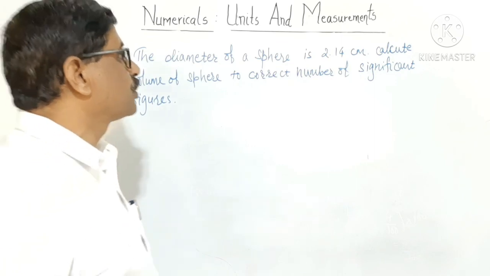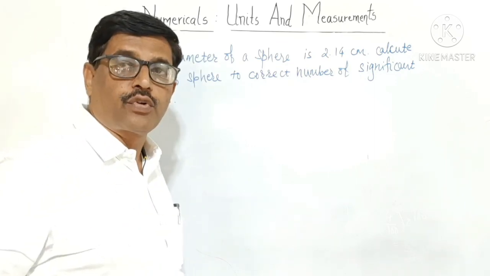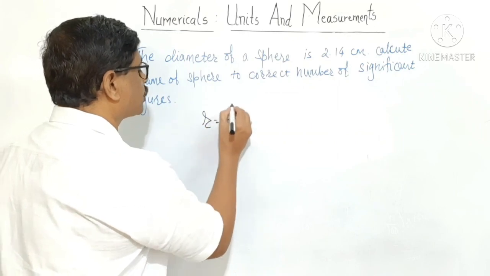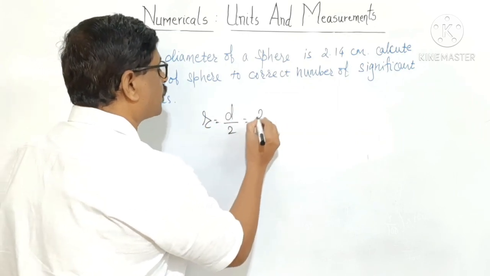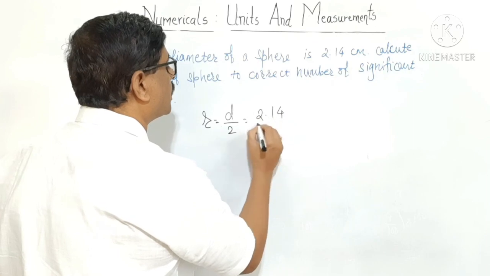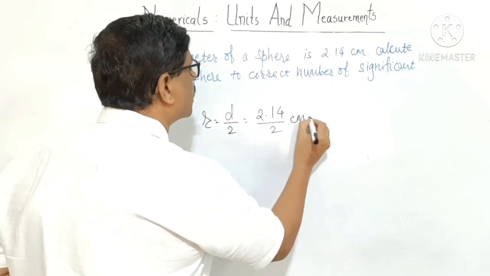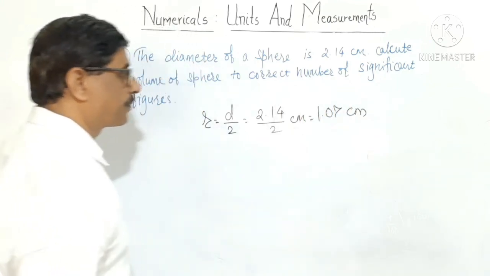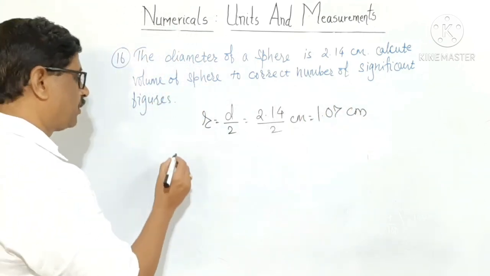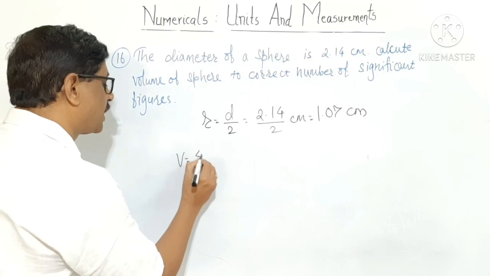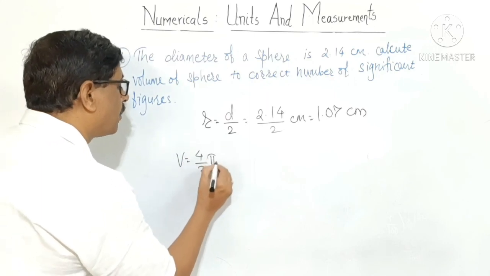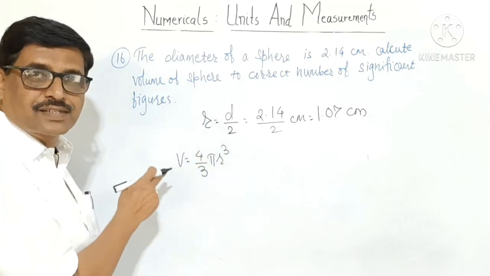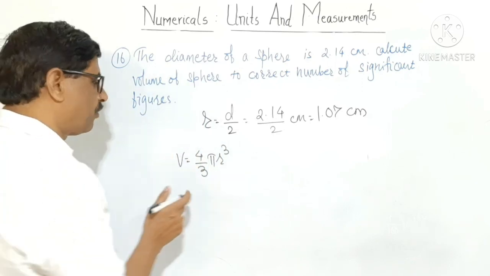Here the diameter of the sphere is given as 2.14 centimeter, and from the diameter we are able to find out the radius. Radius is half of the diameter, and is 2.14 divided by 2 centimeter. It should be equal to 1.07 centimeter. We have to determine the volume of the sphere. Volume of the sphere is 4 divided by 3 pi r cube. This is the formula to determine the volume of the sphere.